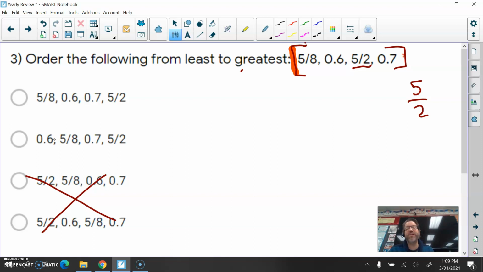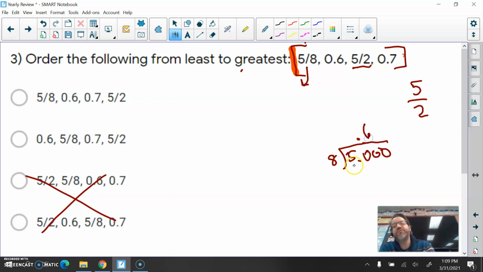The easy way to compare these is to change them all into decimal form. Two of them already are listed as decimals, 6/10 and 7/10. So how do I change 5/8 into a decimal? Well, fractions are always division problems. We can divide 5 by 8. I can do this by hand. You could probably use a calculator on a problem like this also.